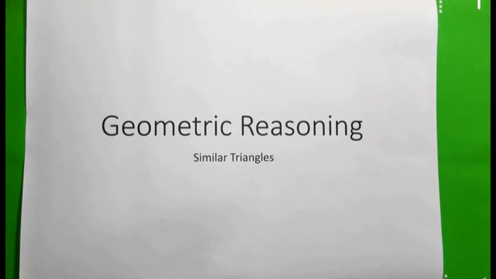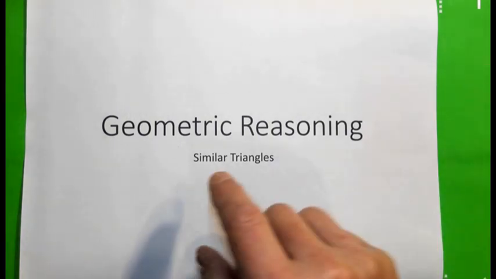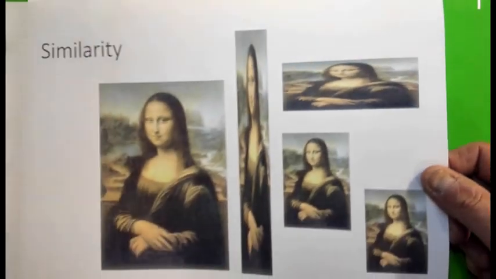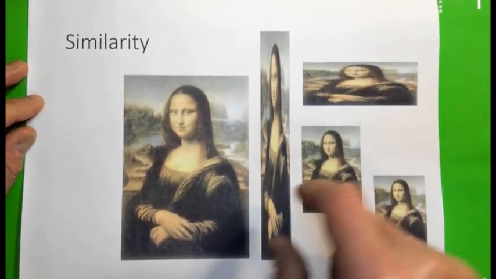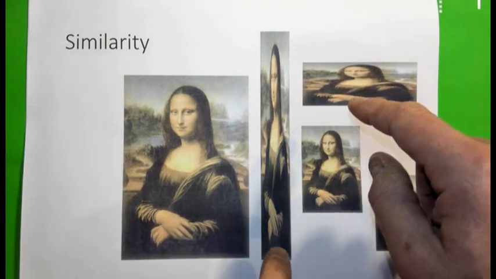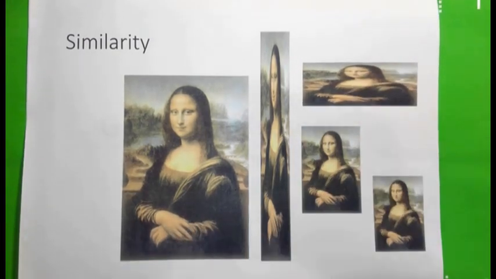Now, this is the final lesson on geometric reasoning. We are actually going to look at similar triangles. First, let's look at similarity, using the famous Mona Lisa. Let's look at 1, 2, 3, 4, 5 versions of the Mona Lisa.